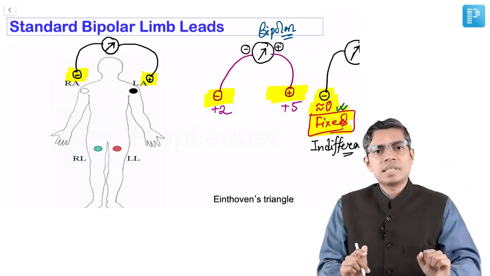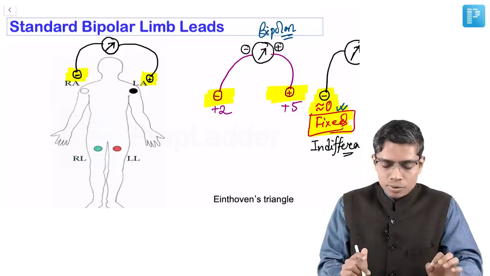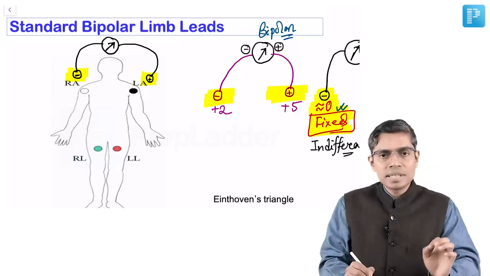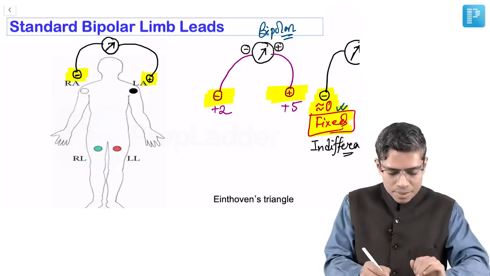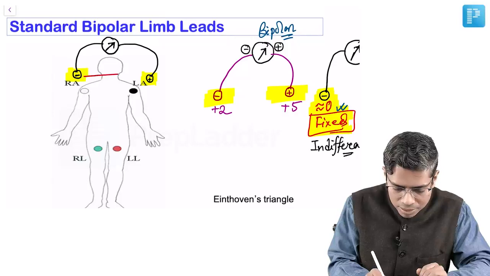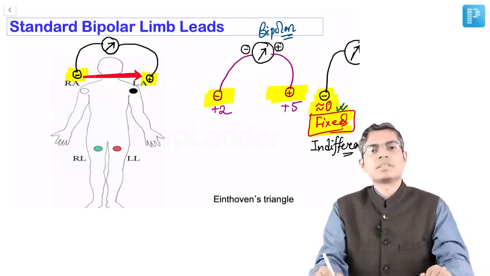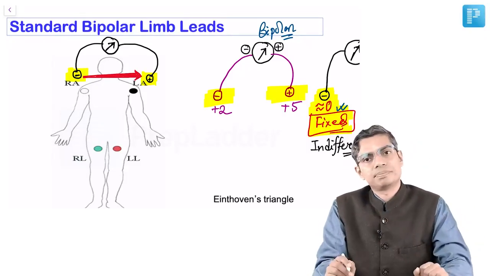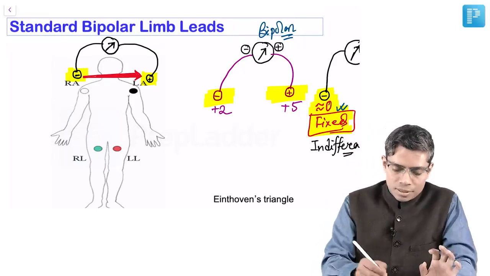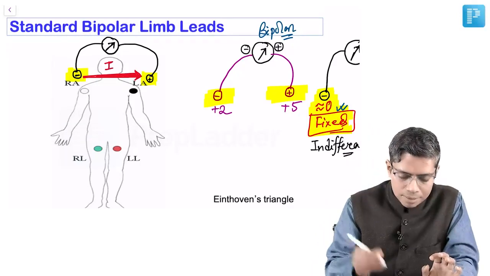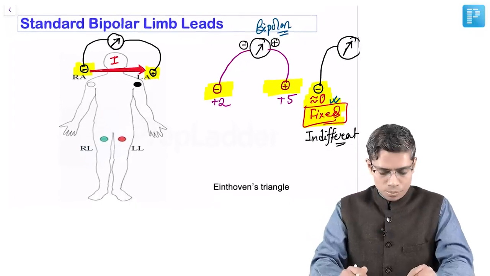I told you potential difference is nothing but a voltage vector. So a voltage vector will be directed from negative towards positive. So lead 1 is directed from this negative towards this positive. I hope I am clear, right? So this is the direction of the voltage vector, from negative towards positive, because I told you a voltage vector is directed from negative to positive. So this is which one? This is lead 1. Now connect lead 2.